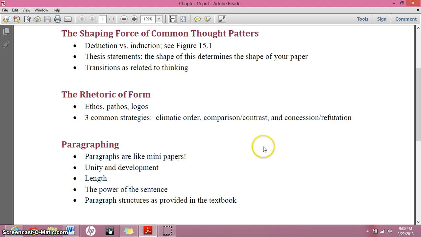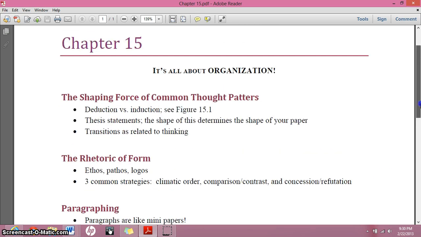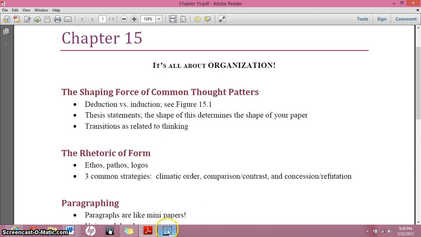Okay, so paragraphing is so important. If you don't understand these concepts, reread and make sure you understand them, and make sure you start applying them as you revise your papers for your portfolio, because this is the heart of writing. If you have weak paragraphs, your whole paper will be weak. So be aware of that, and let me know if you have any questions about any of this.